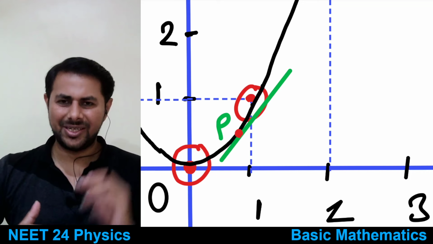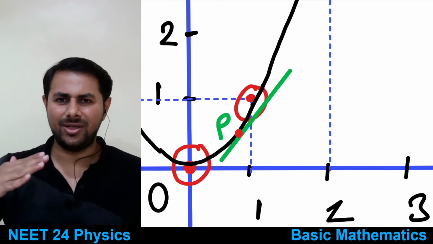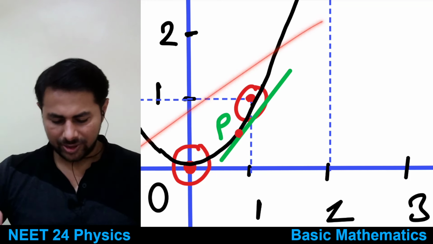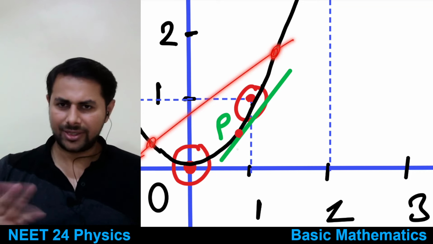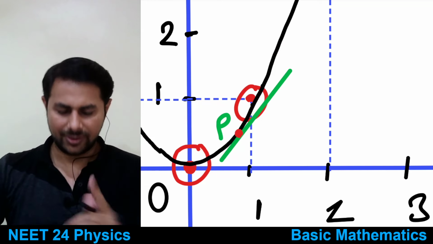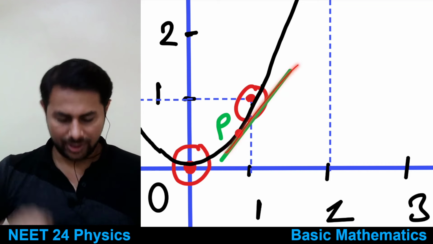The line which intersects the curve at one and only one point, yes, that is also true. So this line is not a tangent because it will cut the curve at this point as well as this point. The line should cut the curve at only one point.